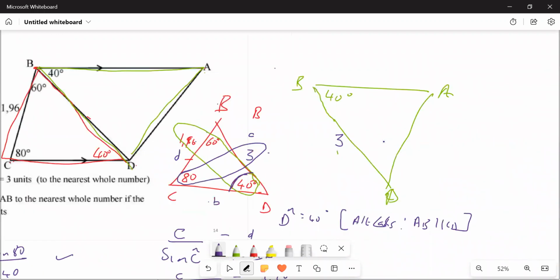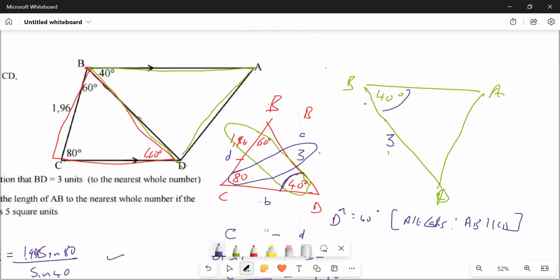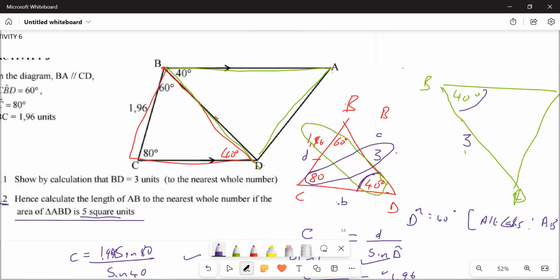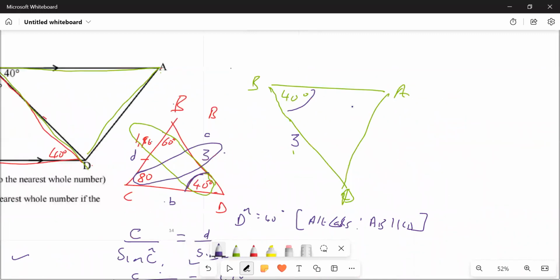Okay, let's go and check on the green one, what do we have? We know this one is 3 again. We only know this angle here. So we only have 2 things, basically. We have a side and an angle. And then for you to be able to work, guys, you either need 2 sides and an angle, or you need 2 angles and a side. But what else did they give us there? They also told us the area. They said the area of this triangle is going to be 5 square units. So in other words, what are they saying here? They're saying this thing here is the area.